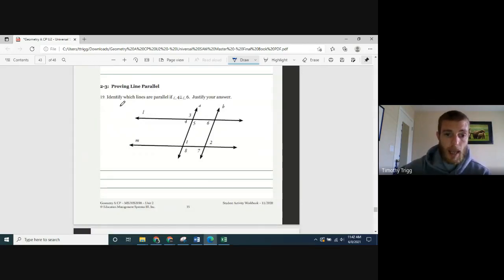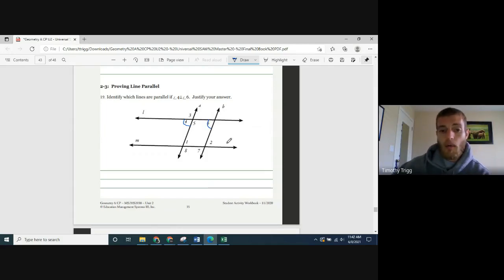Question 19. Identify which lines are parallel if angle 4 is congruent to angle 6. Justify your answer. So first, let's find those two angles that they're talking about, angle 4 and angle 6. And they're saying that those two angles are congruent. So angle 4 is congruent to angle 6.